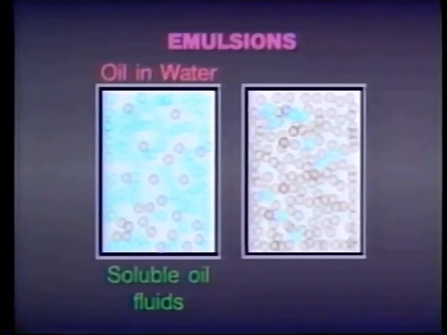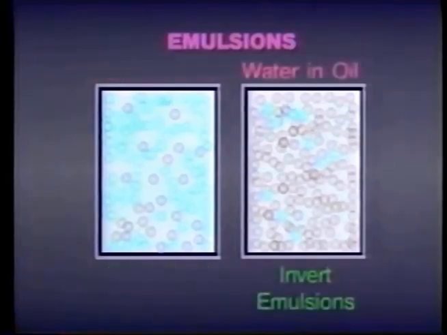However, they are inexpensive, so you'll still see them used where the decision has been made to accept reduced component life in favor of an inexpensive fire-resistant fluid. When an emulsion has more oil than water, it's called an invert emulsion. They are usually no more than 40% water, which means they are less fire-resistant than soluble oils.